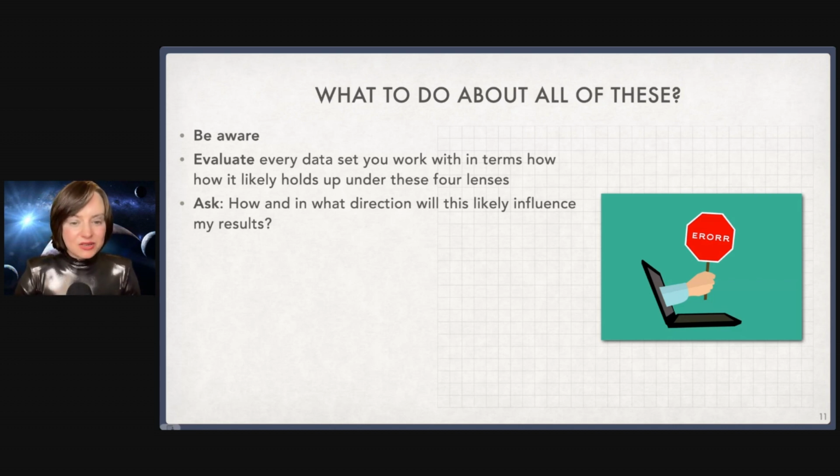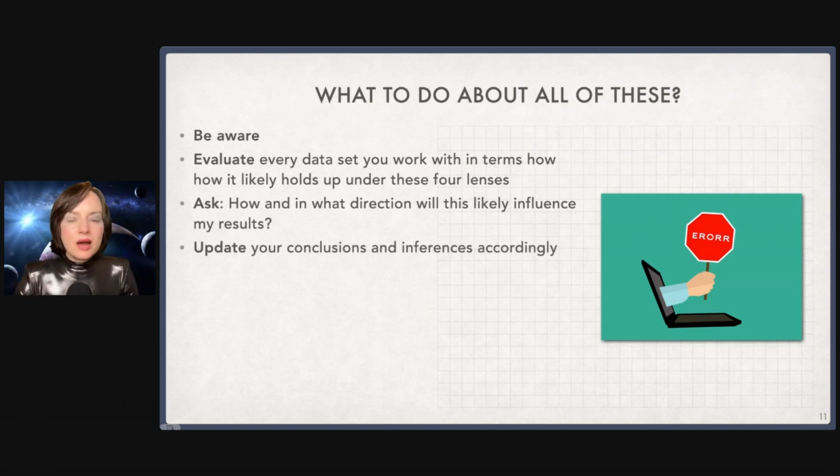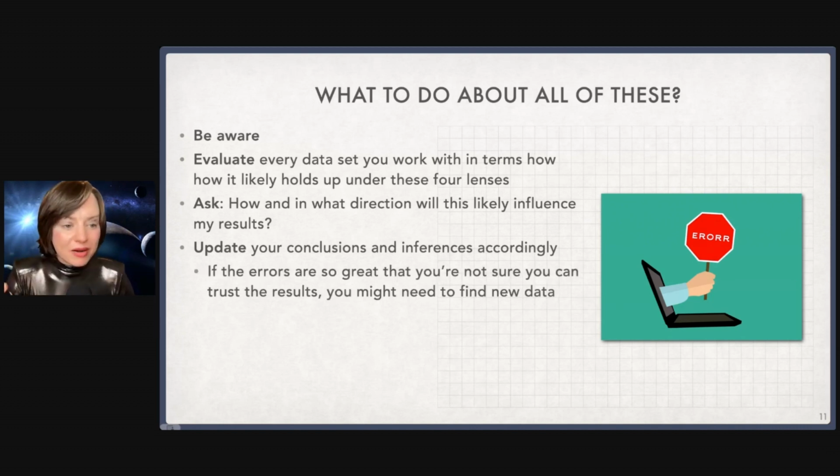So always ask yourself, what are we likely missing? What are some of the biases in here? In what direction will this likely influence my results? Update our conclusions, inferences, policy recommendations accordingly. Be transparent about those limitations.